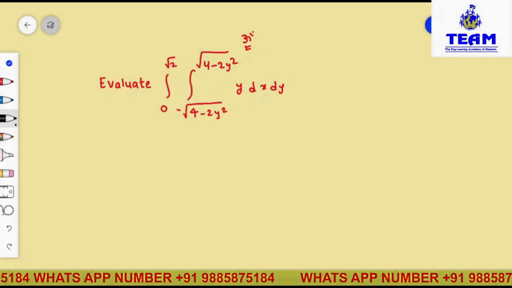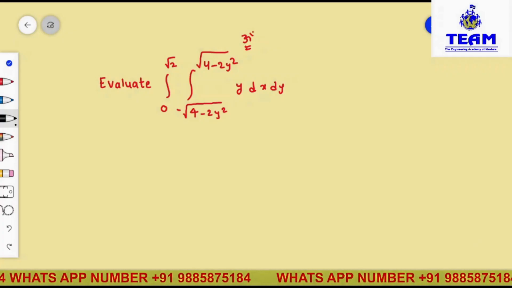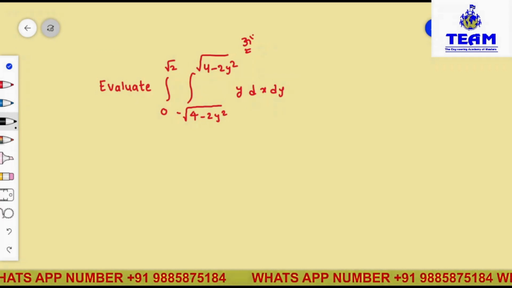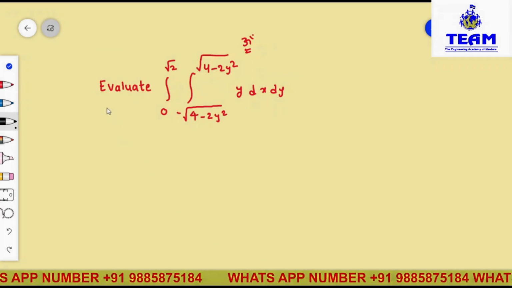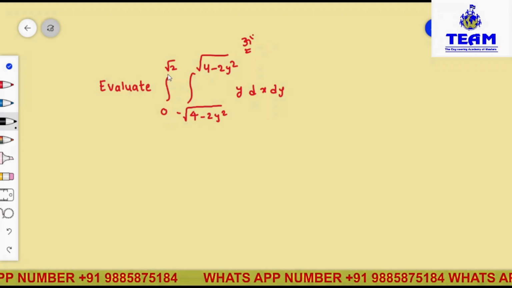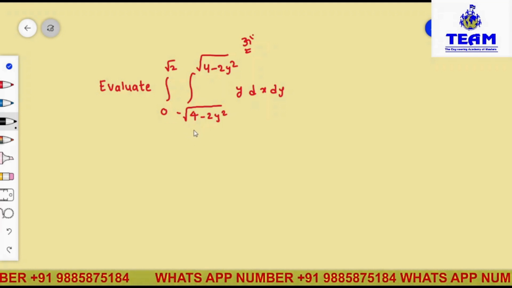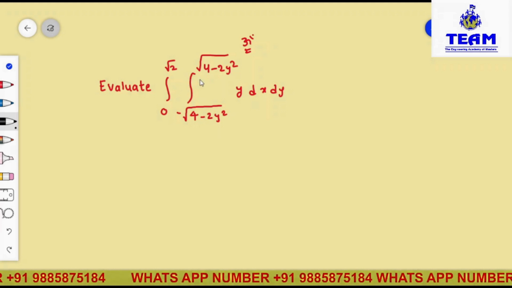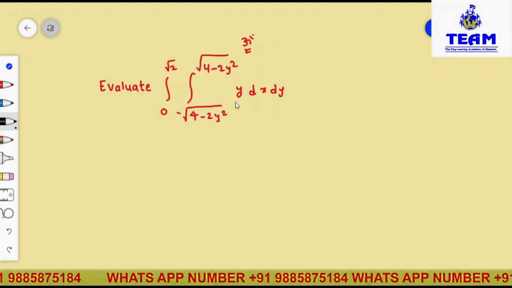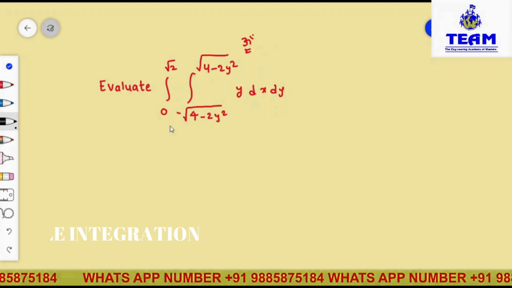Hi friends, in this video we are solving a problem on multiple integrals. The given problem is: evaluate the integral from 0 to root 2, integral from minus square root of 4 minus 2y square to square root of 4 minus 2y square, y dx dy.